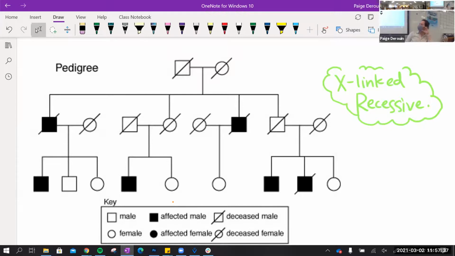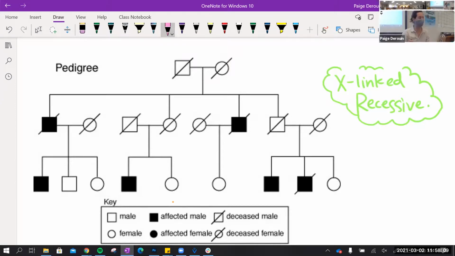For this one, do you think it's easier to start with the men or the women? Is this one supposed to show carriers? It does have carriers, but it doesn't have them shaded. But there are carriers in the family. Start with the men. Good. Why, Zach? Because they have the trait and we know what their genotype is. Good. Yes, I agree with you.